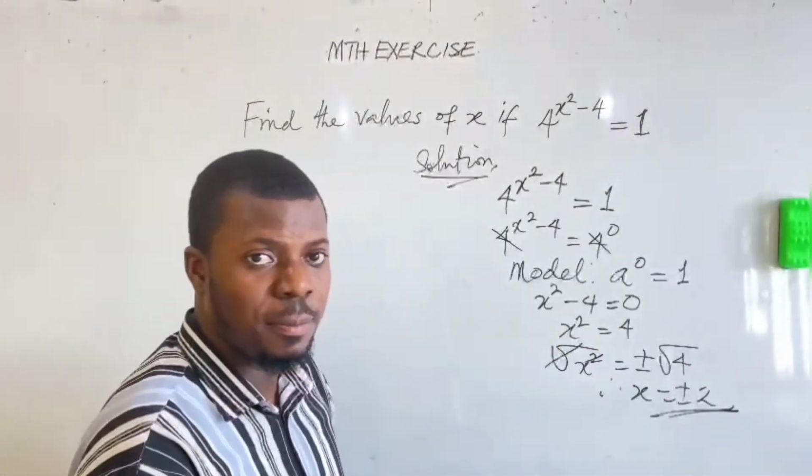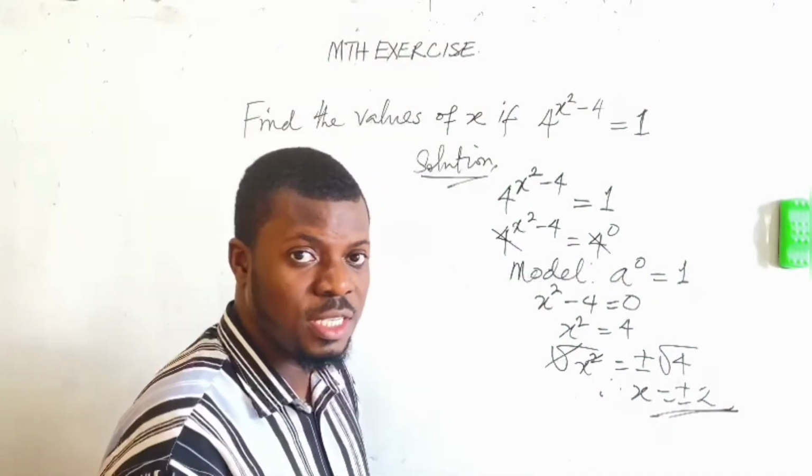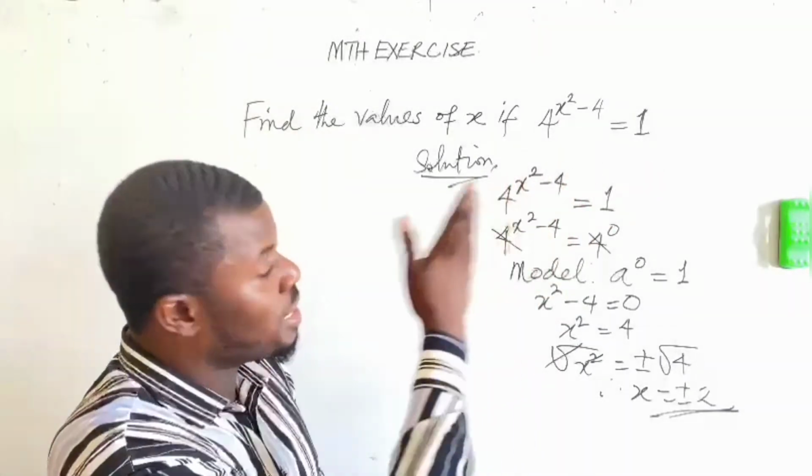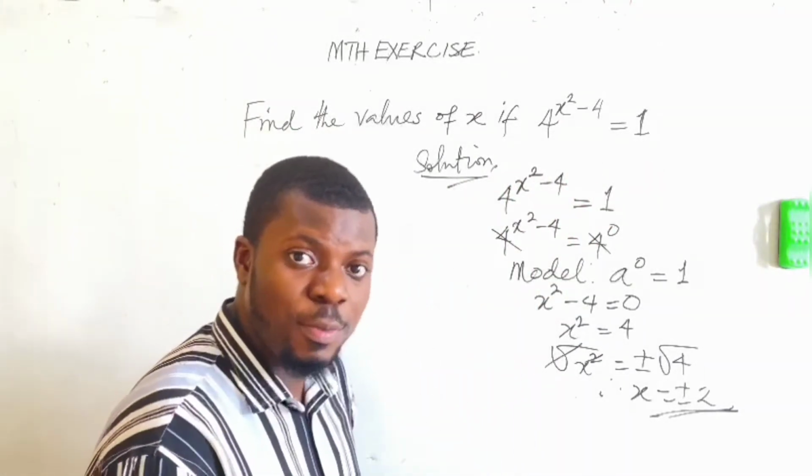I hope that is very simple. If you want to test for extraneous solutions, anywhere you see x, you can replace it with 2, and then the left hand side will give you the right hand side. I hope that is very simple.